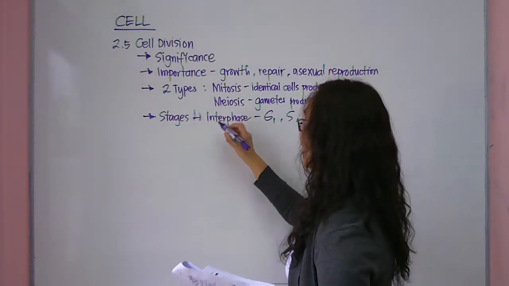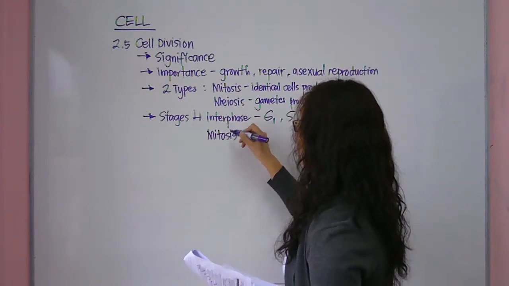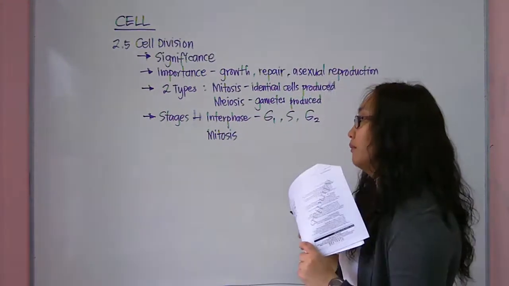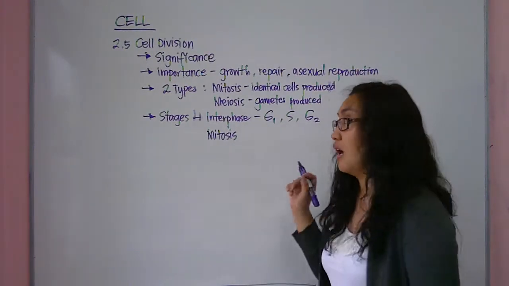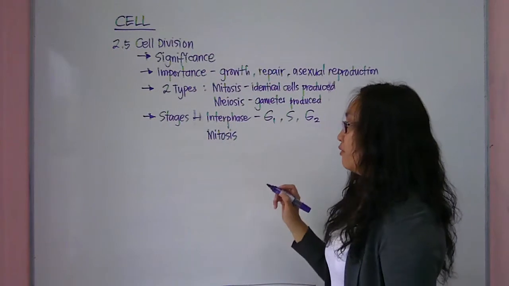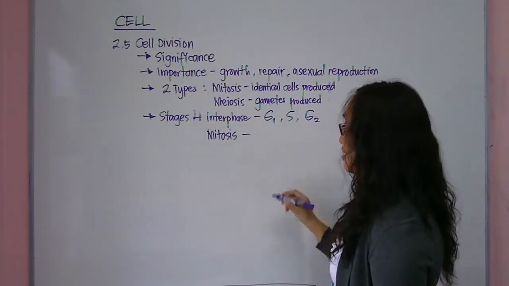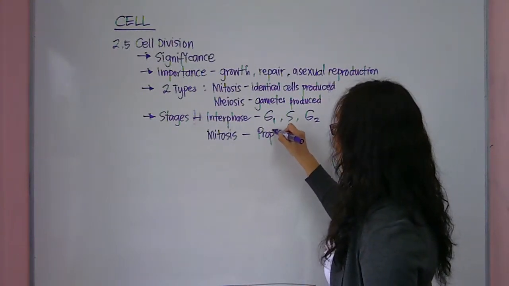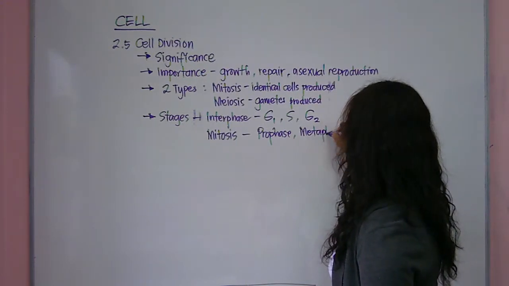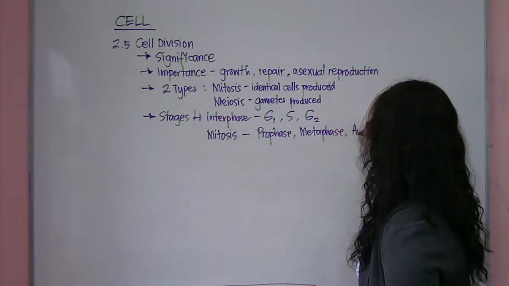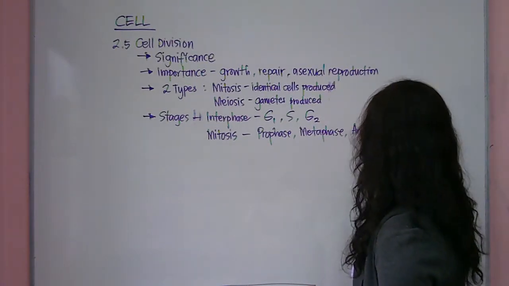Right after interphase, this is where mitosis, or the process of meiosis, is going to enter. But in the case of meiosis, this is going to be discussed in a different topic. So mitosis includes four substages. We have the prophase, metaphase, anaphase, and telophase.